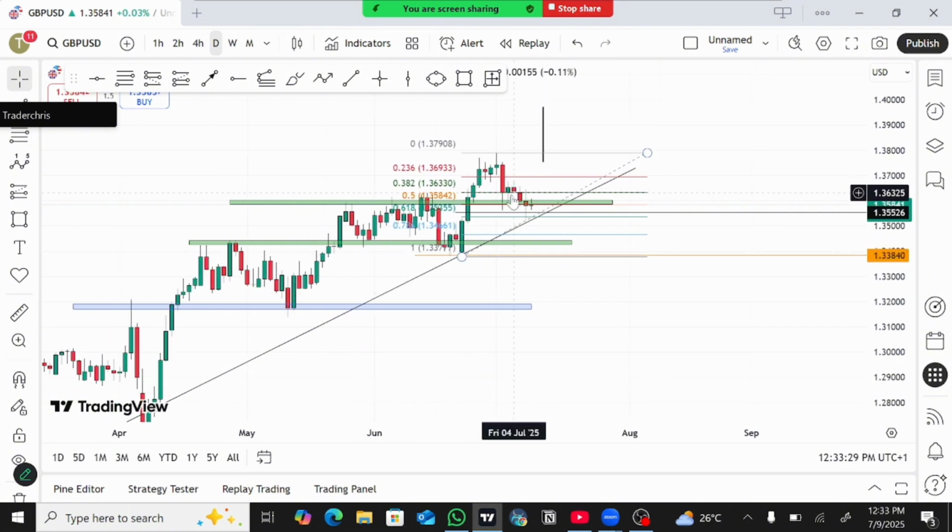I entered around this point. This was my entry. My stop loss was here. Although I knew that there's a trend line there, I didn't feel like this was going to come back to the trend line. I felt like it's going to push up and then come back to the trend line in the future. But the market came to the trend line.